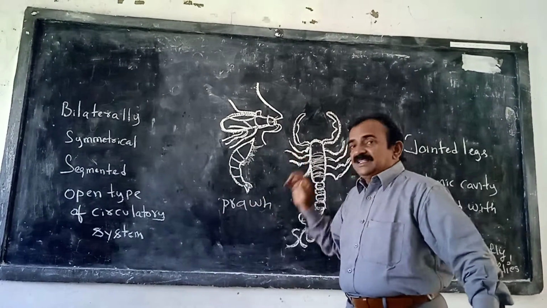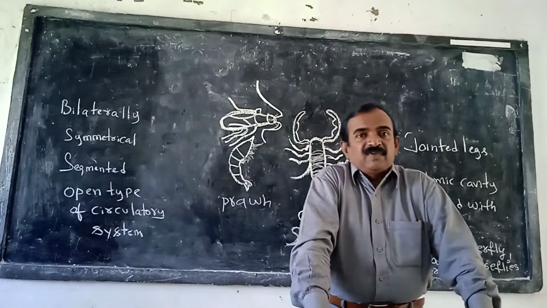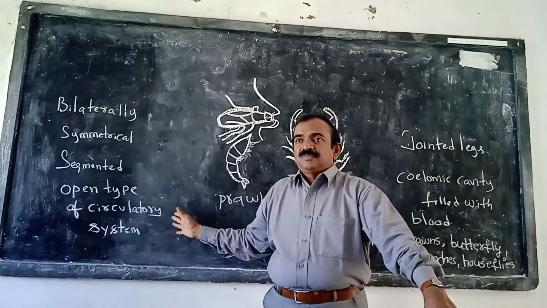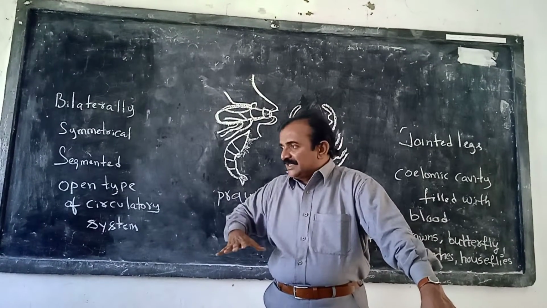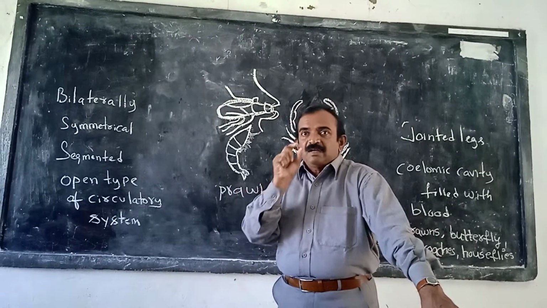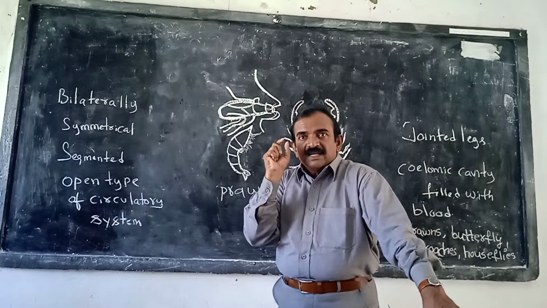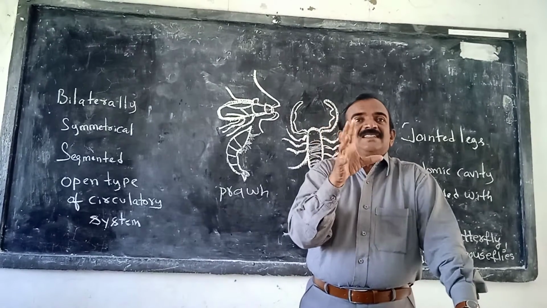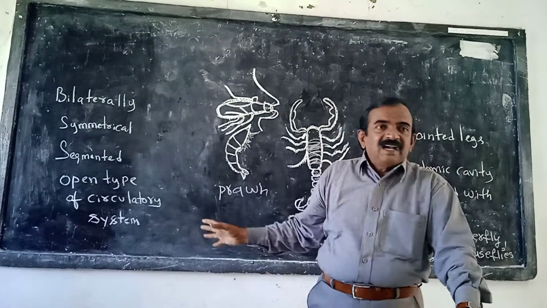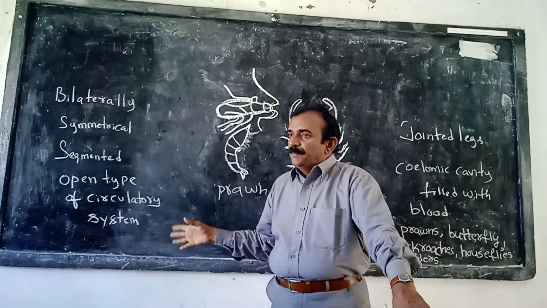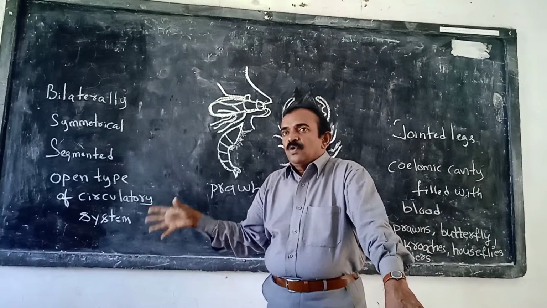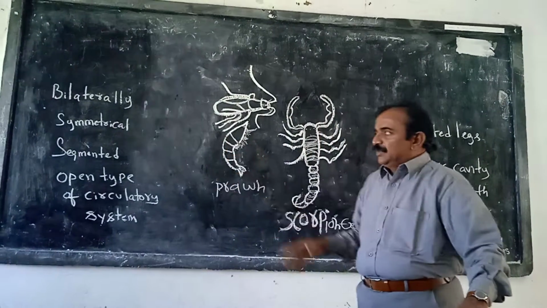And these animals respire with the trachea. They perform tracheal respiration. And the blood circulatory system is open type. So it does not have blood vessels like that. Blood flows in the spaces. It has a pulsatile organ, and through this pulsatile organ, blood is pumped into the body spaces. That is called the open type of circulatory system.